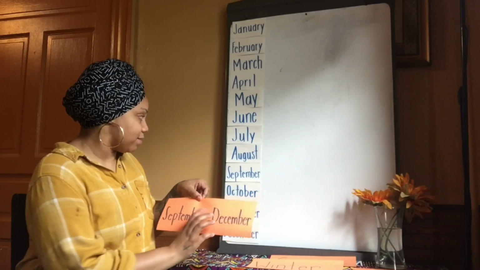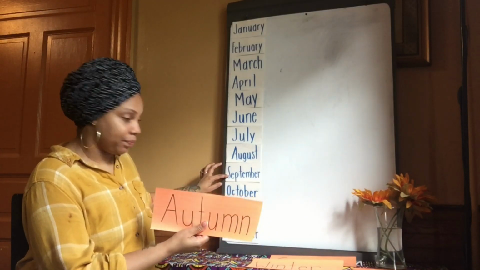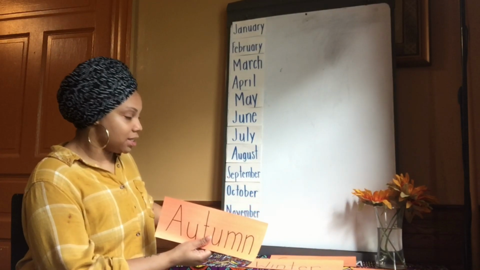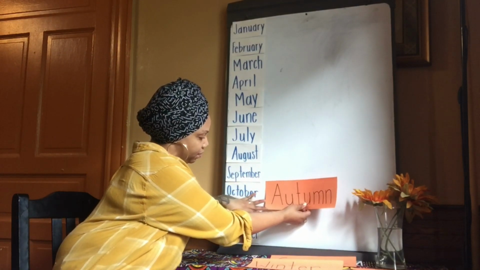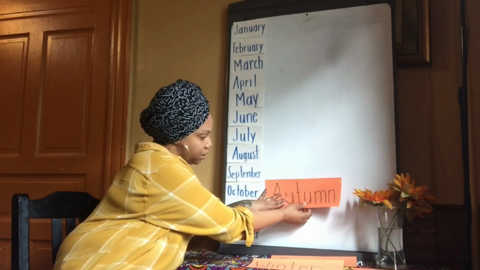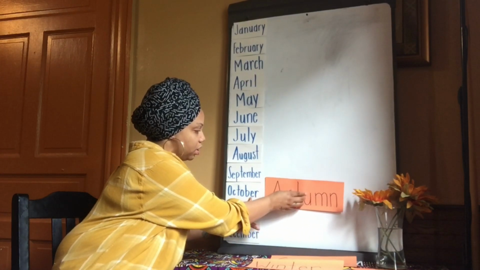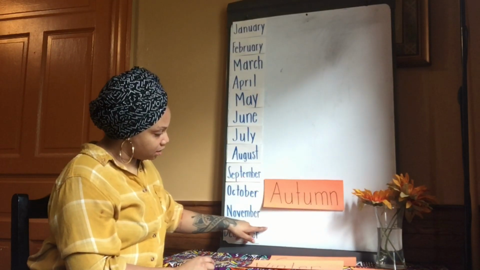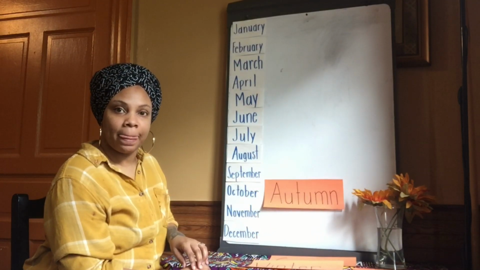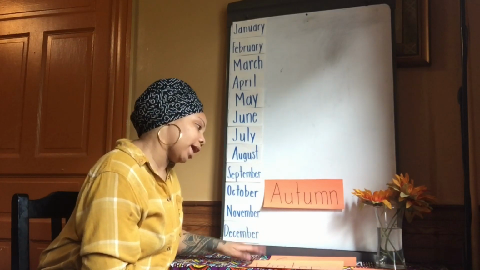So that means that we have to find September. It ends in early December. So we're going to go ahead and stick it here. So we know that autumn starts in late September and it ends in early December. All right, let's take a look at spring.